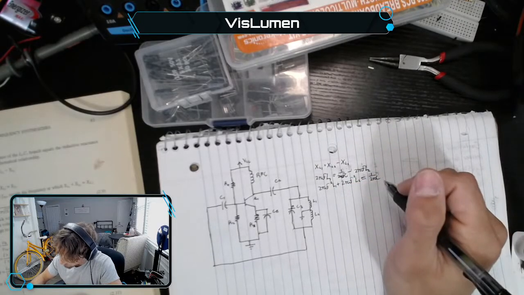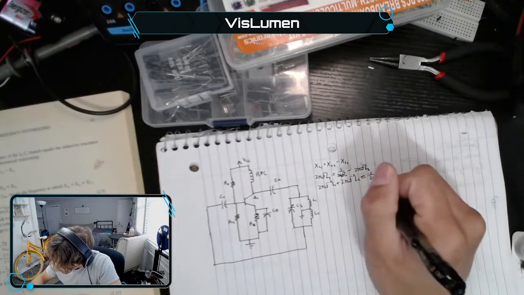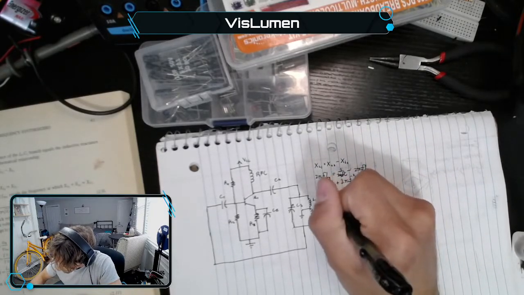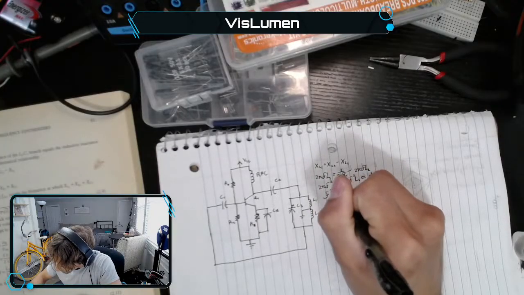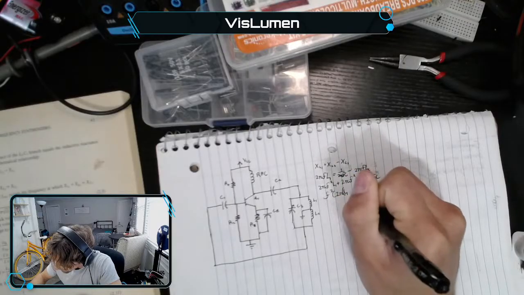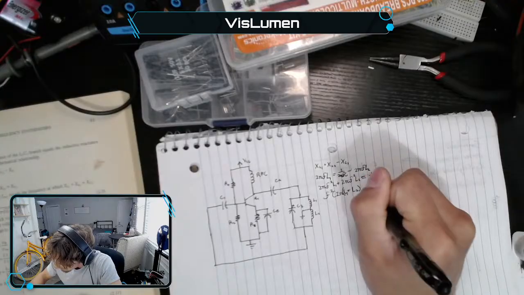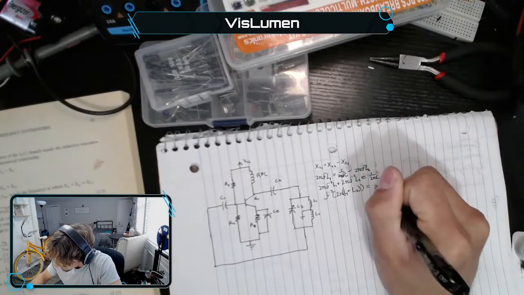Okay, so what are we solving for? Solving for f. Okay, so f squared times 2 pi L1, okay, L1 2 pi plus L2, like this, equals 1 over 2 pi c.